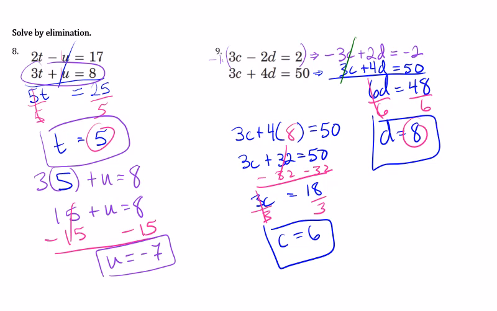Let me just mention that elimination sometimes is easier on the front end than substitution, but then it's a little more work on the back end because we don't have a variable by itself. So we have to do a little more work to solve for our second variable. Okay.